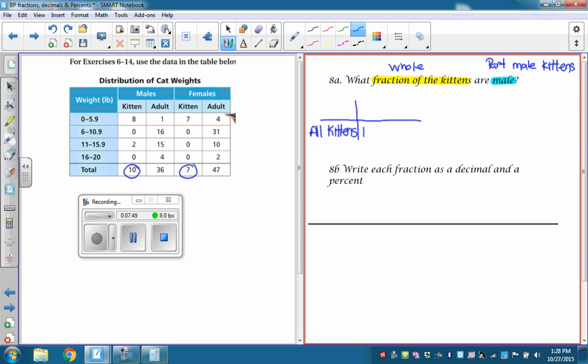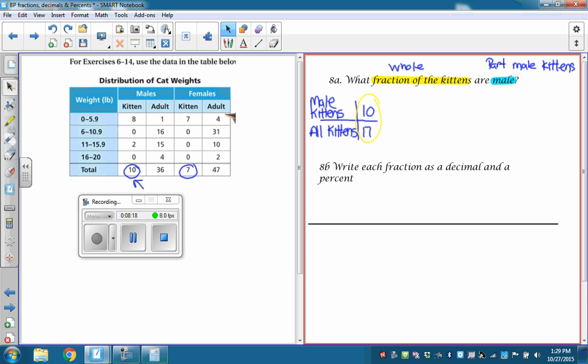There's 17 of them. And then male kittens, there are 10 male kittens. So now we have a little more work because our whole is not 100. Still, the answer for the fraction part is 10/17. But for part B, you have to write each fraction as a decimal and a percent.